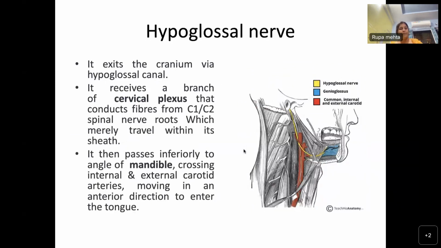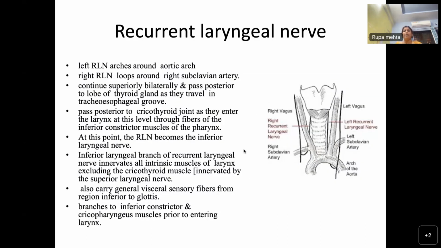Now, the hypoglossal nerve exits the cranium by the hypoglossal canal and receives a branch from C1, which just travels through it, not merely within its sheath. It then passes inferiorly along the angle of the mandible, crossing the internal and external carotid arteries, and then above the digastric tendon, moving in an anterior direction to enter the tongue. We routinely see this in submandibular gland excisions, the hypoglossal nerve with its vena comitans lying just above the common digastric tendon.